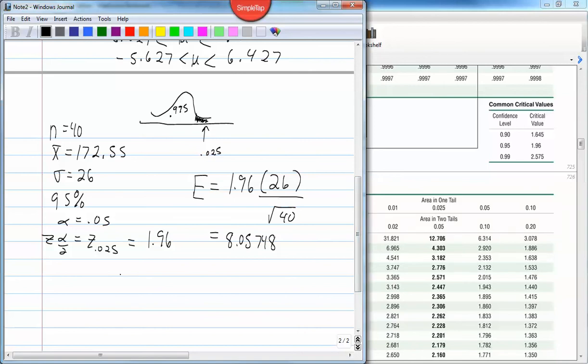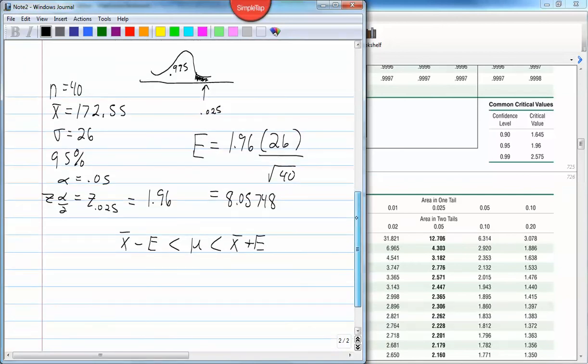So now I can construct a confidence interval. I'm going to have x bar minus the margin of error is less than mu is less than x bar plus the margin of error. So that's 172.55 minus 8.05748 is less than mu is less than 172.55 plus 8.05748.